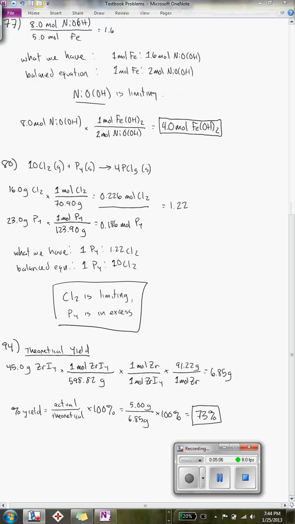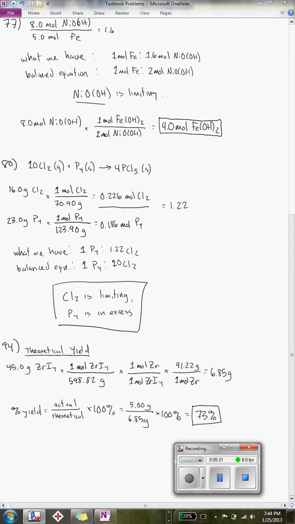In problem number 80, you're asked to identify the limiting and excess reactants given the gram amounts of both of your reactants. In this case, you're not given an equation, or at least you're not given a balanced equation. What you're told is that the reaction of chlorine gas with solid phosphorus, which is P4, produces solid phosphorus pentachloride. So the first step you've got to do here is write a balanced equation.